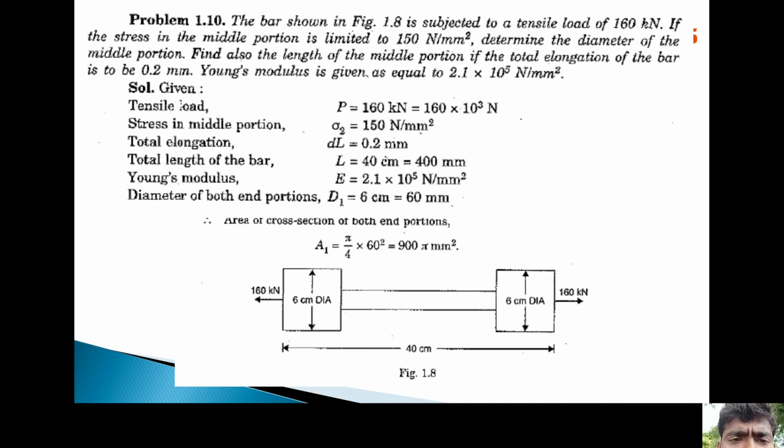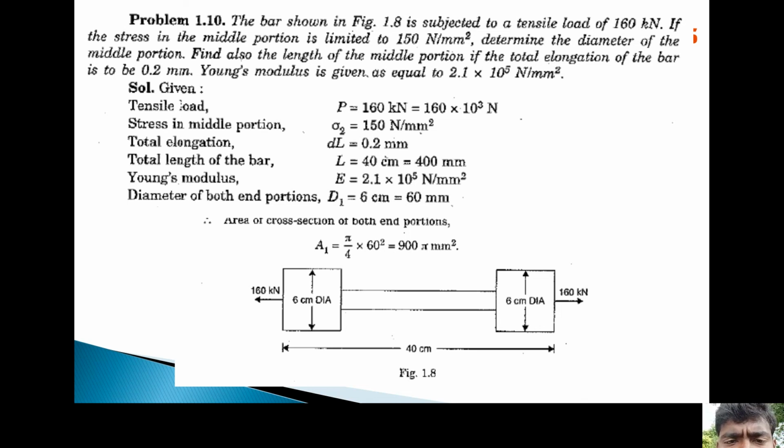Given data. The tensile load P equal to 160 kilonewtons, 160 into 10 power 3 Newtons. So stress in middle portion sigma 2 equal to 150 Newton per mm square. Total elongation dL equal to 0.2 mm. The total length of the bar L equal to 40 centimeters, that equal to 400 mm. The Young's modulus E equal to 2.1 into 10 power of 5 Newton per mm square. Diameter of both end portions D1 equal to 6 centimeters, that equal to 60 mm.